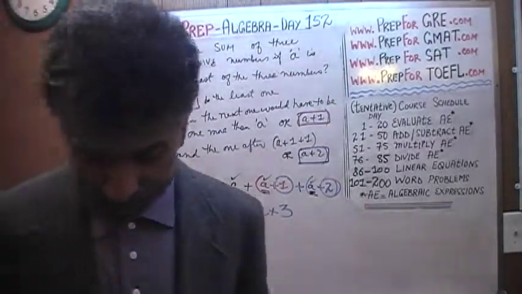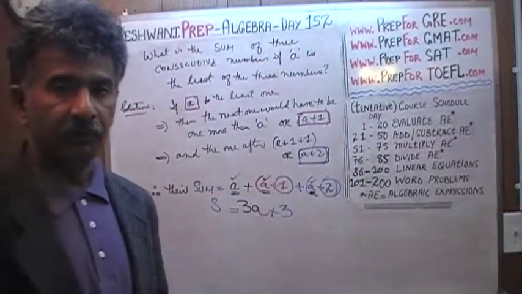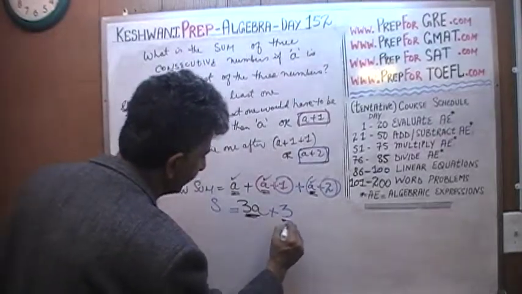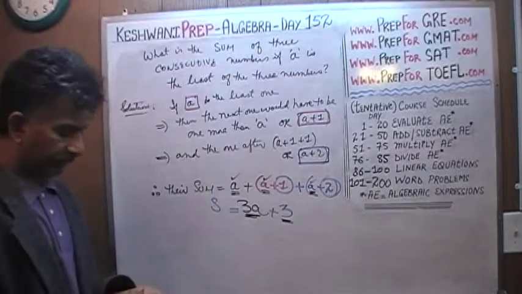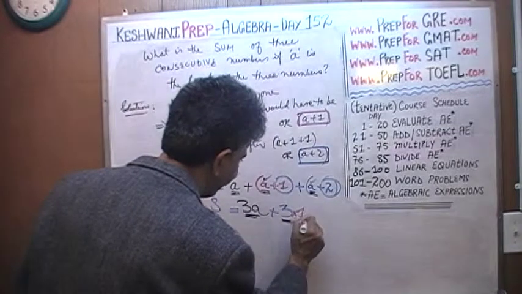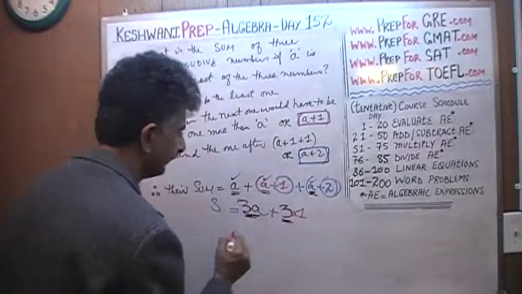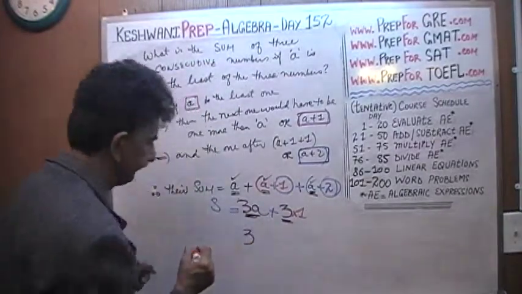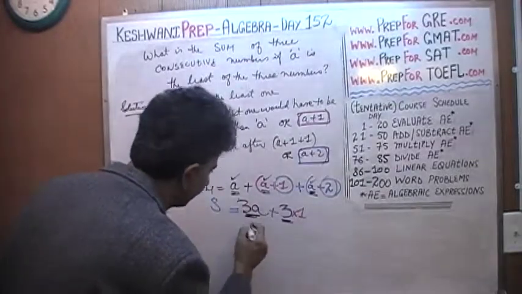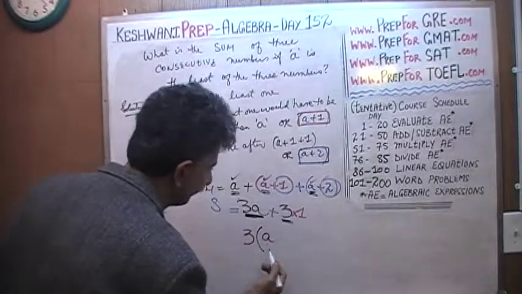Are we done? Not quite. It's still not simplified. It must be presented in its most simplified form. We have two terms here, 3a and 3. Do you find any common factors among these two? 3a and 3, which is the same as 3 times 1. Well, we see a 3 here and a 3 here. That 3 must be taken out common. Once we take it out common, 3a divided by 3 leaves us with a.